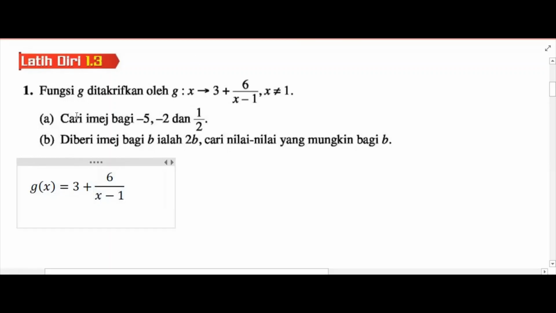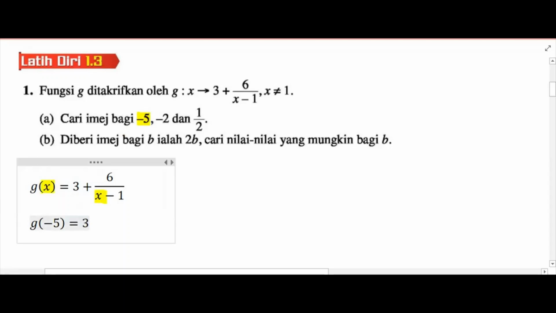Find image, maksudnya cari dia punya y. Find the y when x is -5, x is -2, and 1 over 2. Cari y apabila x ini nombor. So first one, when x is -5, what is the answer? You just substitute the x with -5. Ganti saja ini x dengan -5 and then cari answer.